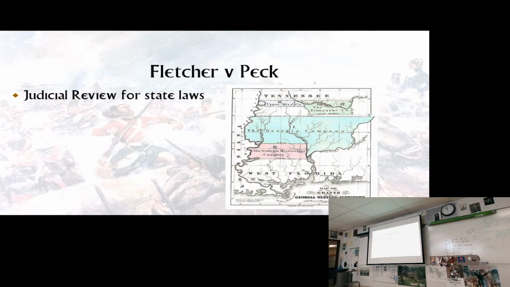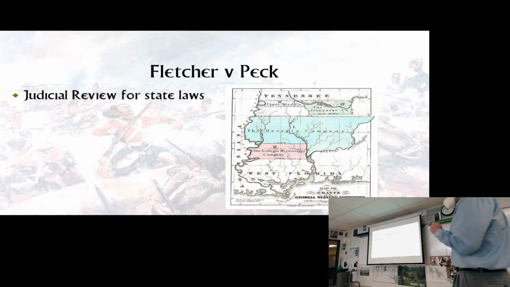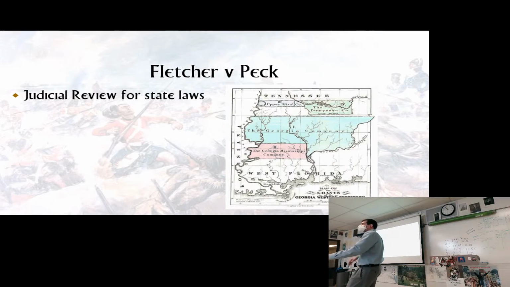versus Peck. And what it said is there could be judicial review for state laws. Now, it would still be over 60 years before they actually would look at state laws. But judicial review for state law gives the National Supreme Court a huge amount of power. Once again, they gave themselves this power.